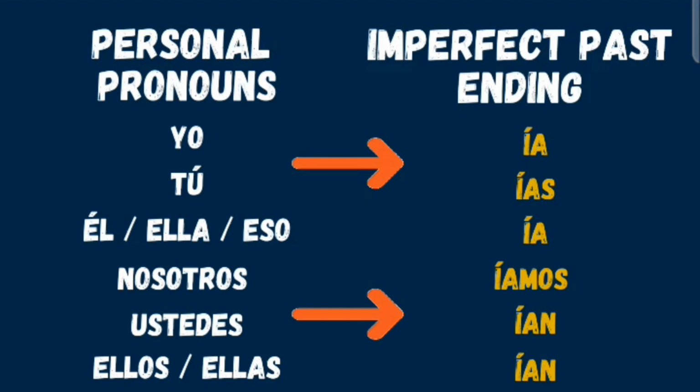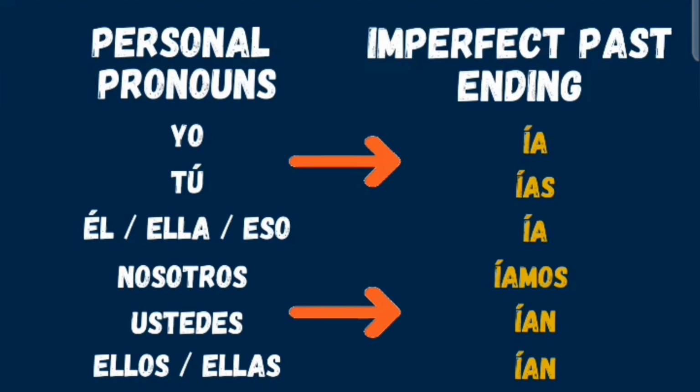And then we have the personal pronoun they. In English, it's they. But in Spanish, if you're talking about a group of boys, men, then you have to use the personal pronoun ellos. And if you're talking about a group of girls, women, then you have to use the personal pronoun ellas. So now that we have seen the personal pronouns, you have to check your verb, the beginning of your verb, and then the ending of your verb.